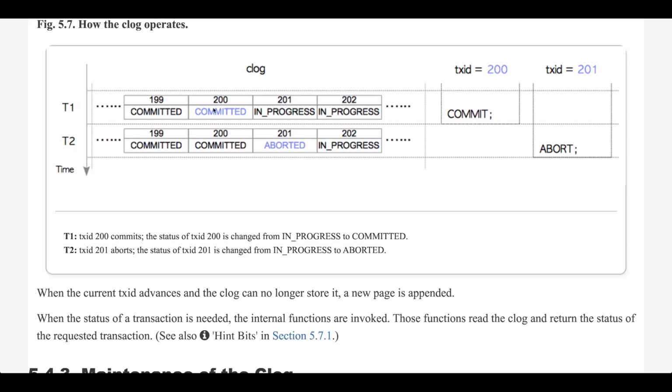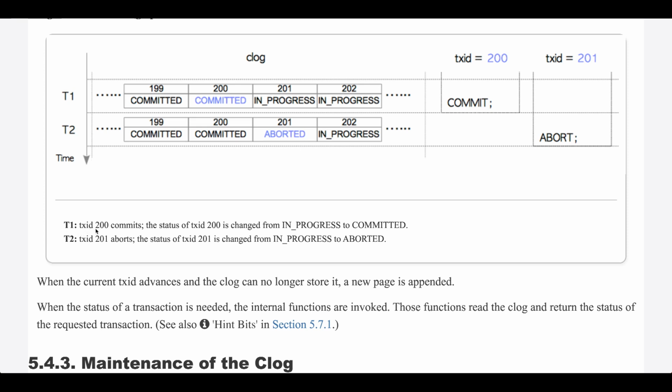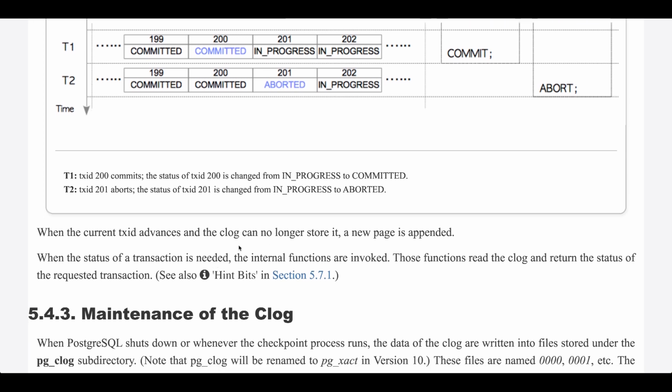Transaction 1, transaction 2, the state. T1, transaction ID 200 commits. The status of transaction 200 is changed from in progress to committed. And then T2, transaction 201 aborts. The status of transaction 201 is changed from in progress to aborted. When the current transaction ID advances and the clog can no longer store it, a new page is appended. When the status of a transaction is needed, the internal functions are invoked. Those functions read the clog and return the status of the requested transaction.